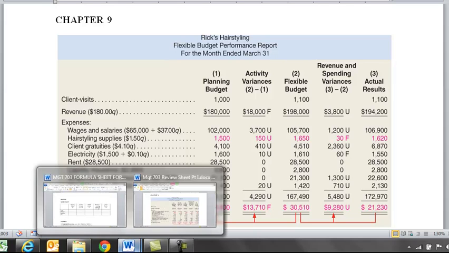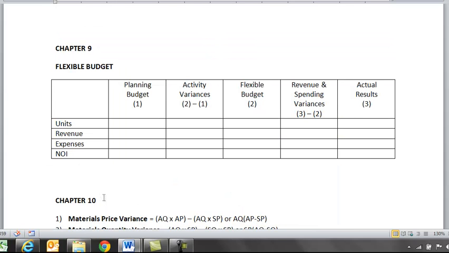Now, just to show you your formula sheet that you get to use, I've given you the outline, not numbers, but I've given you the headings and let you know what columns are subtracted to get the different variances, activity versus revenue and spending variances. This template can help you answer probably 90% of any type of conceptual or definitional questions, and should be able to answer 100% of any calculation questions based on flexible budgets or static budgets.